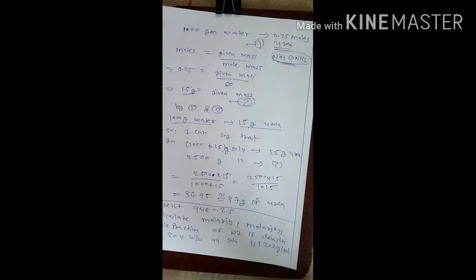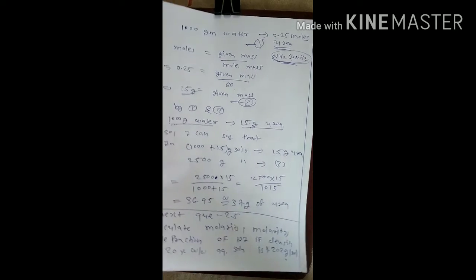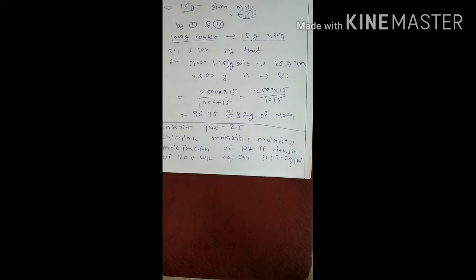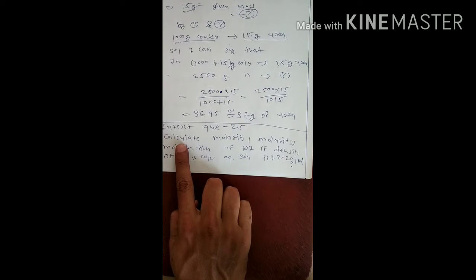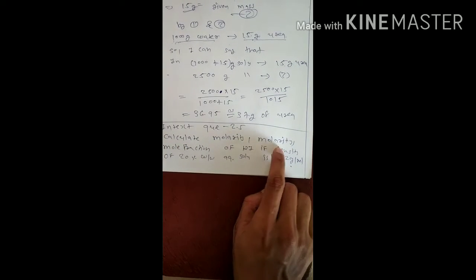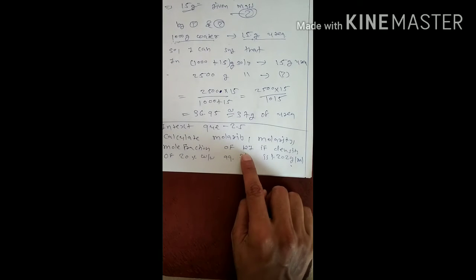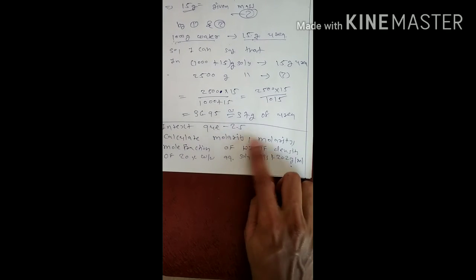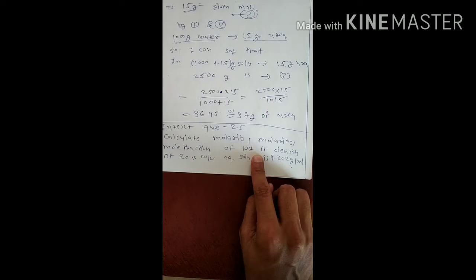That is your answer. Okay. Now the last one for today, INTEXT question number 2.5. What you want to calculate? In that, calculate molarity, mole fraction of KI. KI, that is our solute, potassium iodide.